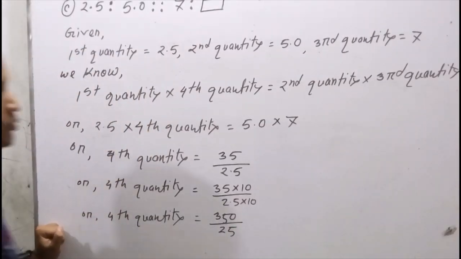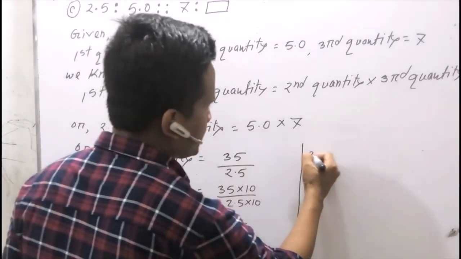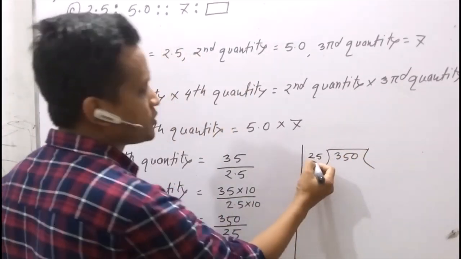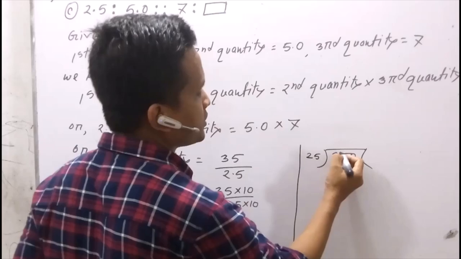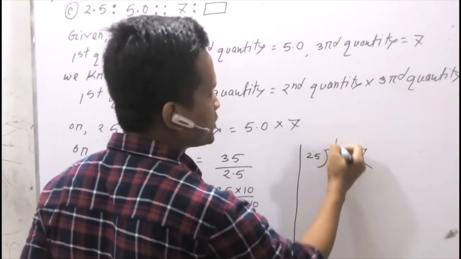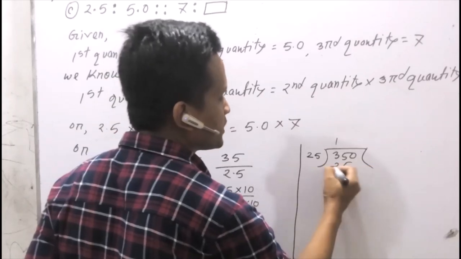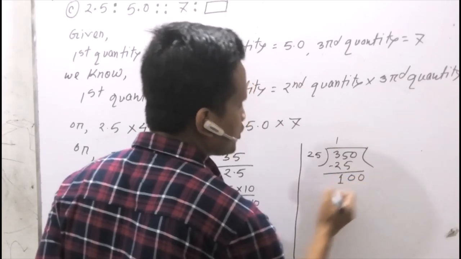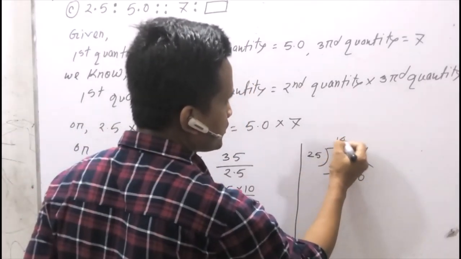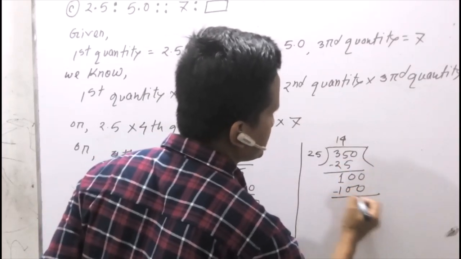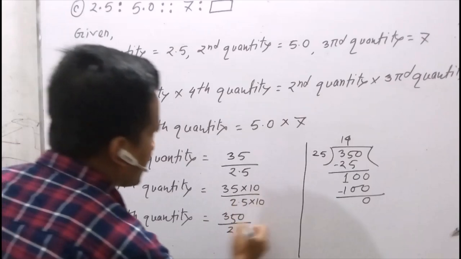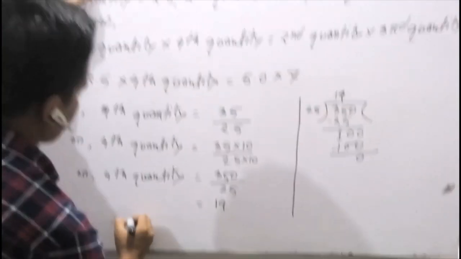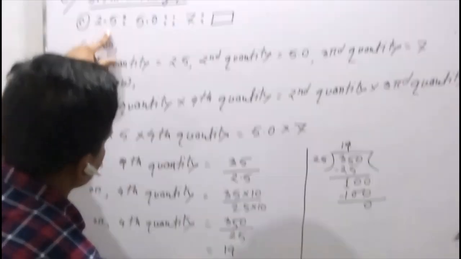Now what will you do? Just divide 350 by 25. Here 25 and 35: this two-digit number is greater than 25, so we can give it one time. 25 ones are 25. Just subtract, 5 minus 5 will be 0, 3 minus 2 will be 1, so it will be 1. We know 4 twenty-fives are 100, right? Subtract, it will be 0. So the answer is 14.